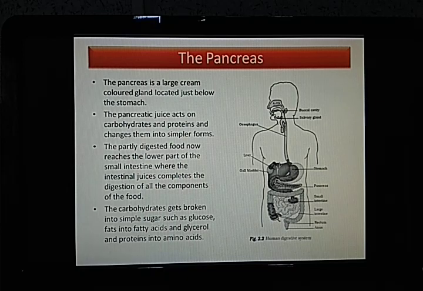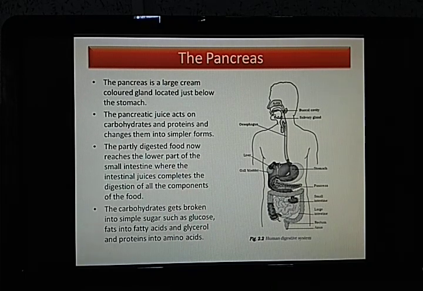So these fatty acids, glycerol and amino acids are the simpler substances, and carbohydrates, fats and proteins are the complex substances. These cannot be directly used by our body. They have to be broken down into simpler substances. Only then can our body take in those substances for carrying out our life processes.